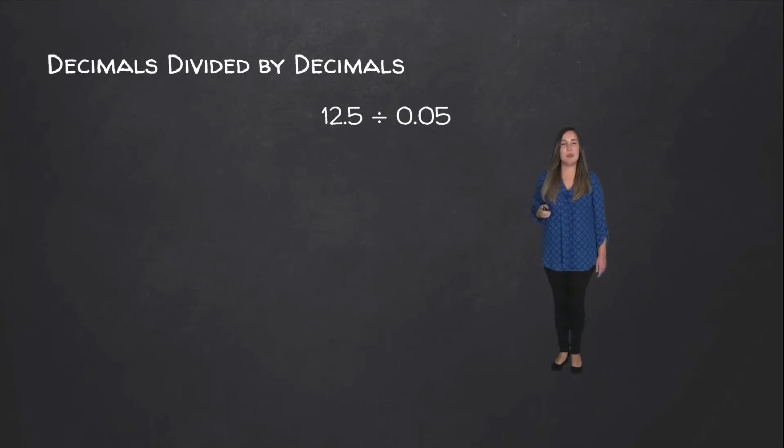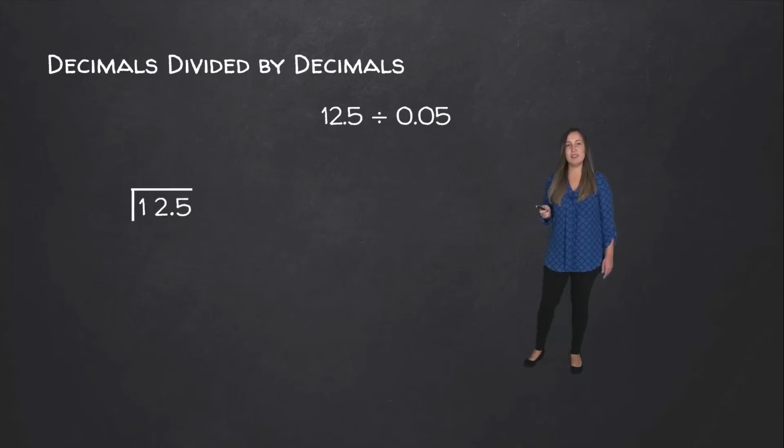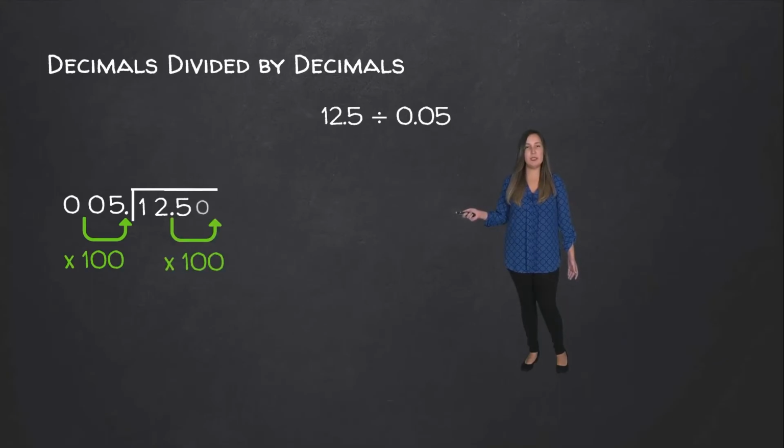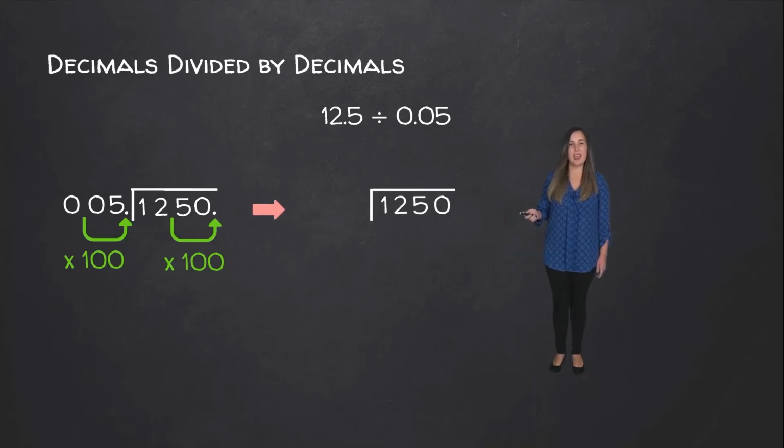Our final example is 12 5/10 divided by 5 hundredths. 12 5/10 goes on the inside because that's our dividend, and 5 hundredths goes on the outside because that's our divisor. Then we multiply our divisor by a power of 10 to make it a whole number. That means we would multiply it by 100. And whatever we do to our divisor, we do to our dividend. So we multiply both of those by 100. And so we get 1,250 divided by 5, and that would give us the same answer as 12 5/10 divided by 5 hundredths.